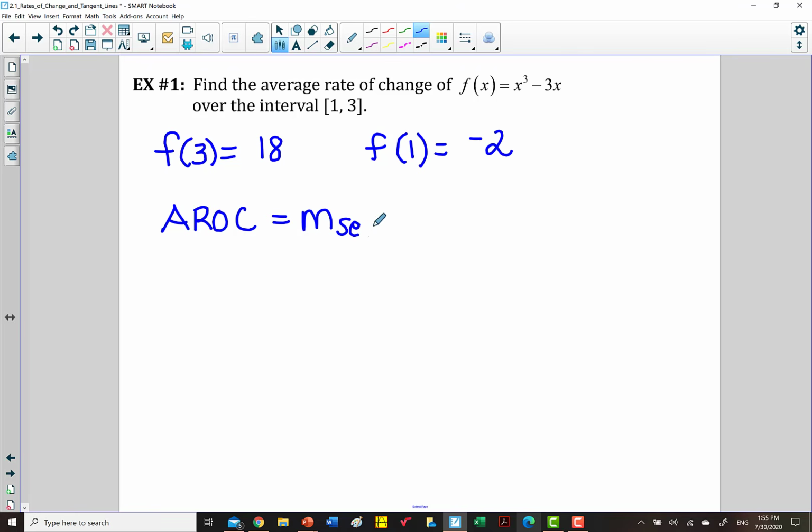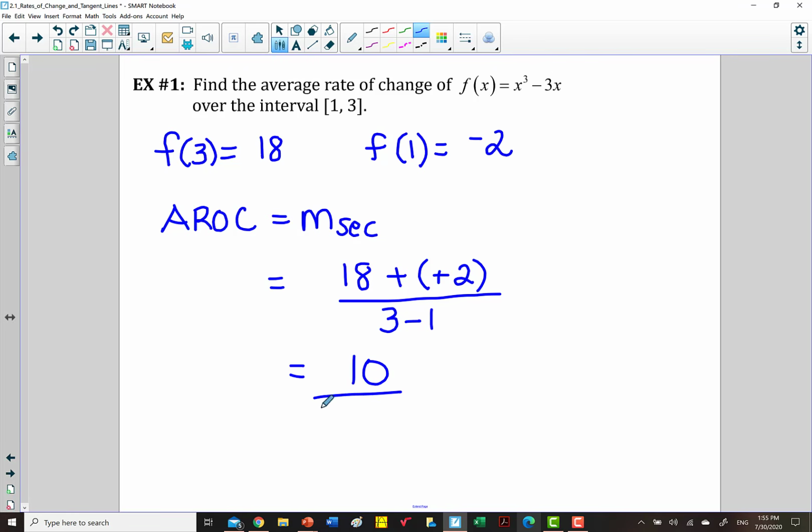The slope of the secant line is found by simply finding the f of 3 minus the f of 1 divided by the change in the x's, 3 minus 1. So 18 plus 2 divided by 2 is 10. Our average rate of change on that cubic is 10.